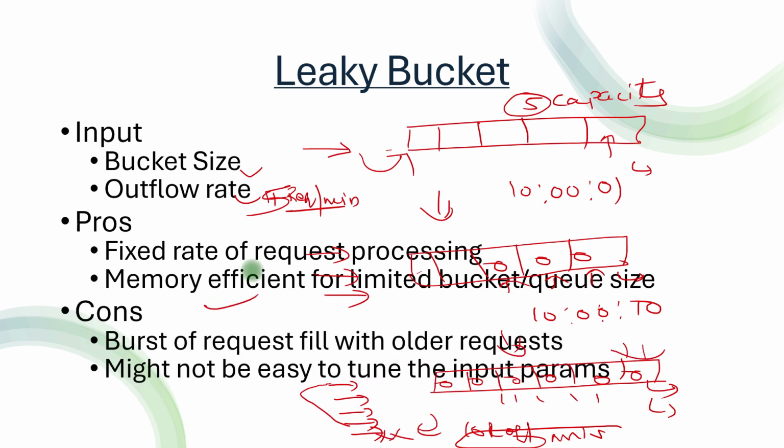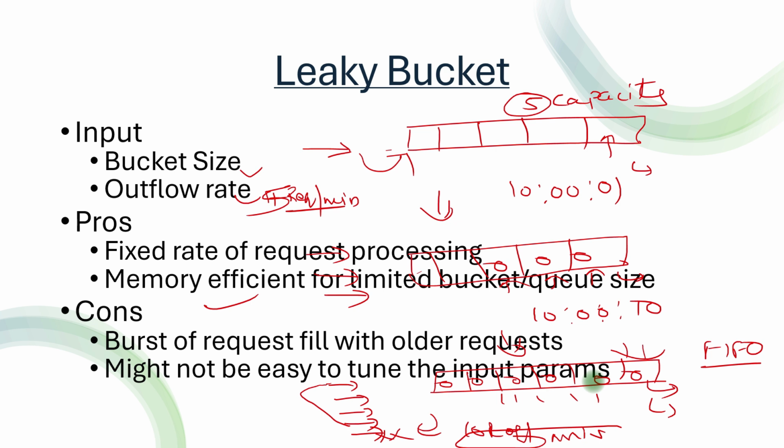What are the cons of this one? A burst of requests fills the queue with older requests. I think you have guessed it, because this is a queue, first in first out. Let's say all the 5 requests came in at the first second, they will be queued in, but the processing rate is 5 requests per minute. So the requests came in the first second, but during that 1 minute only those 5 requests will be processed. The rest of the requests coming in for the next 59 seconds will be declined. So the old requests are processed, the newer requests are declined. So that is one of the cons that you can consider.